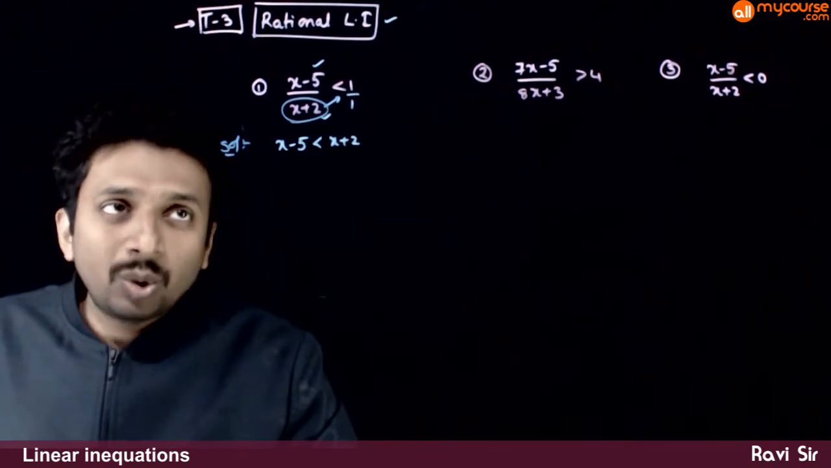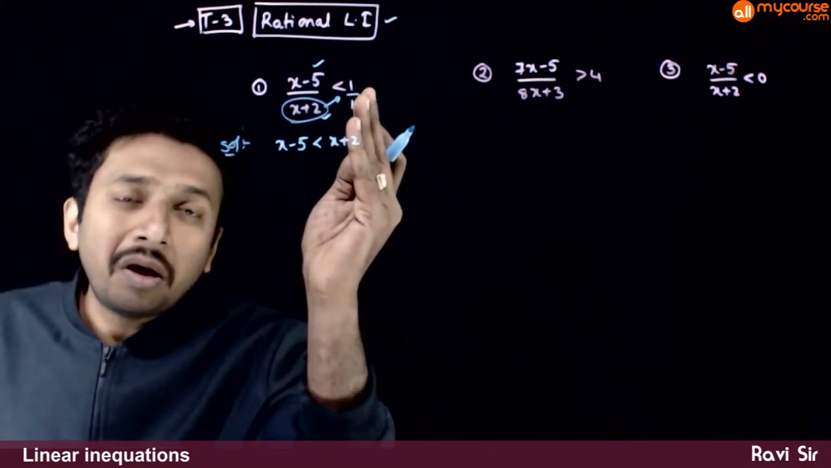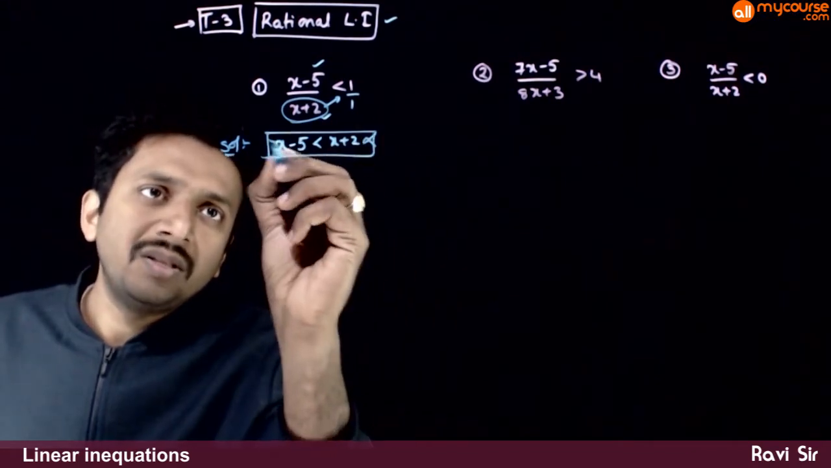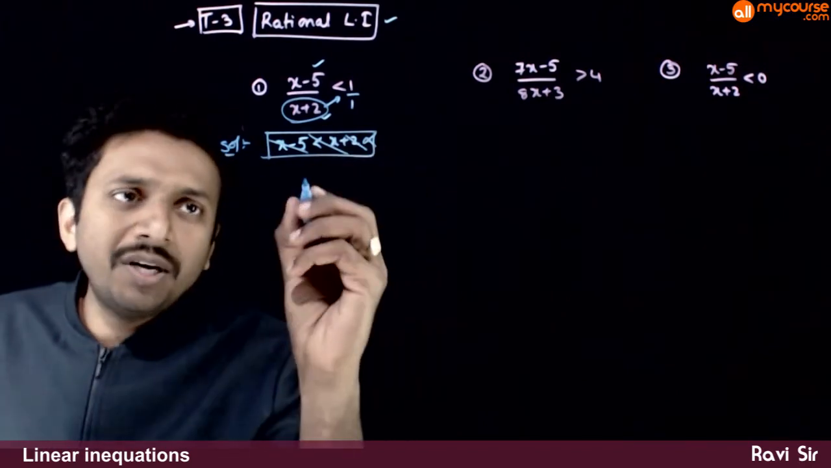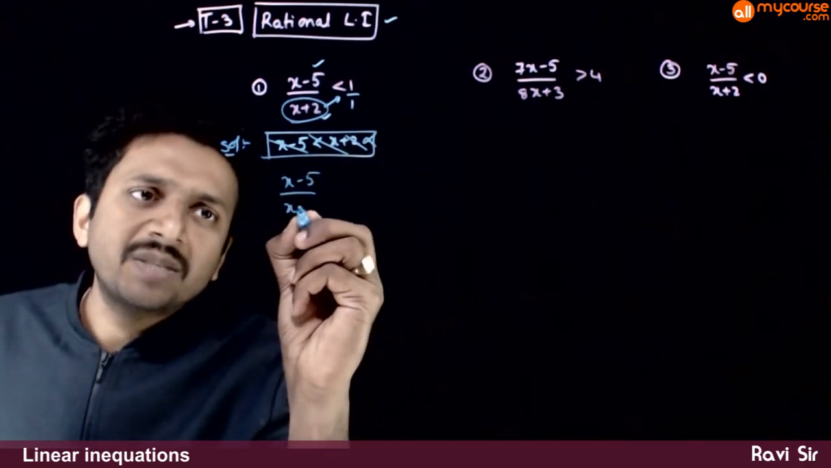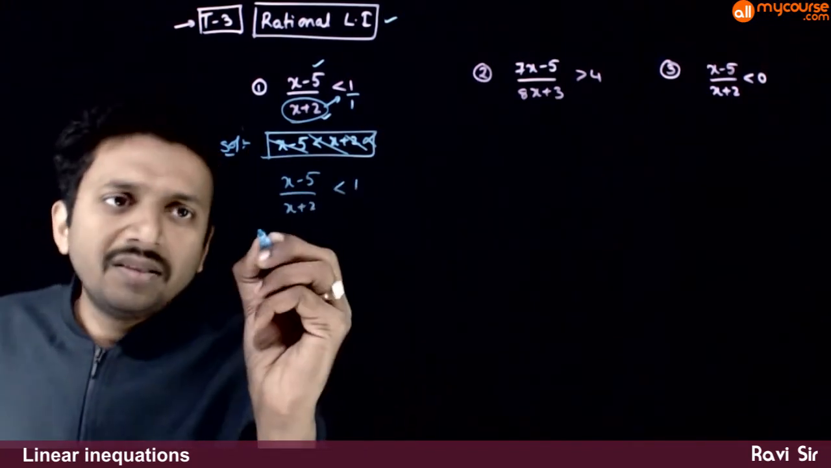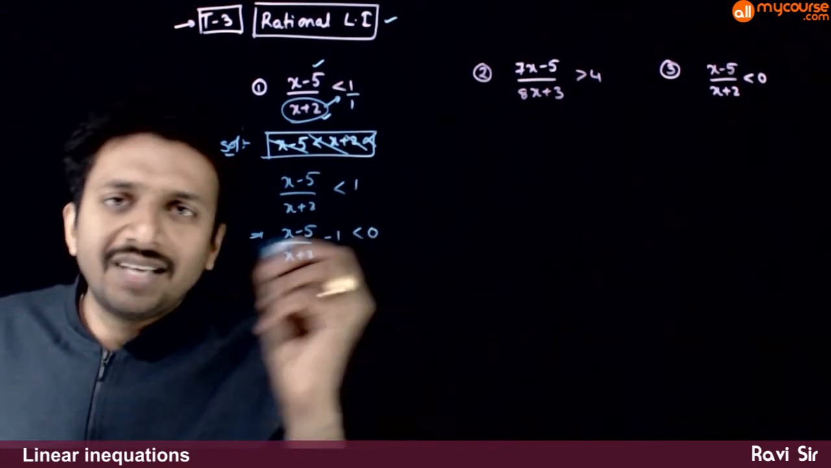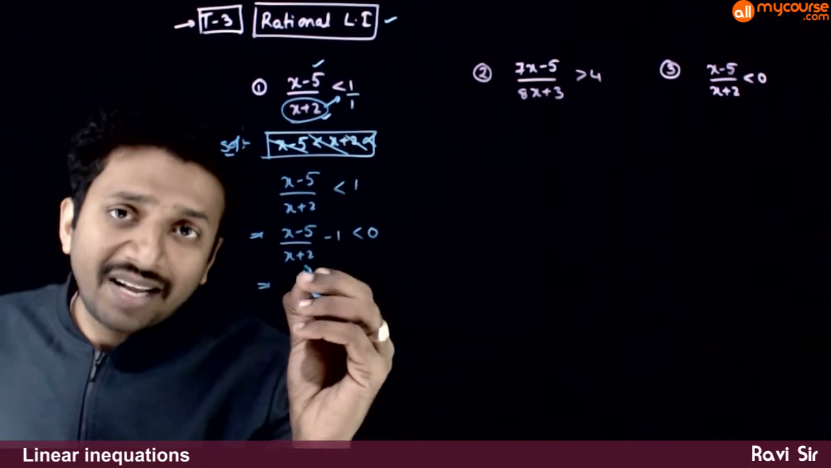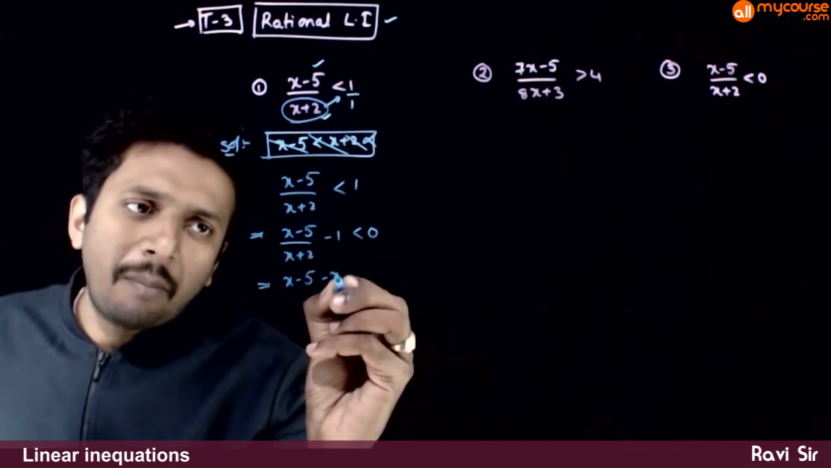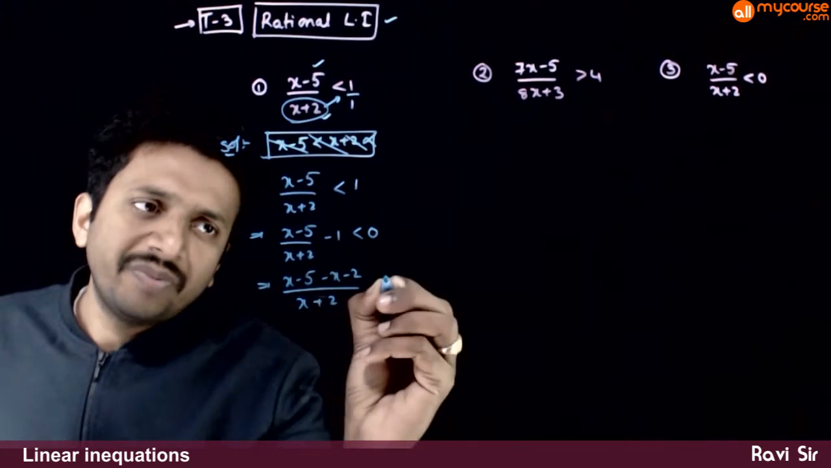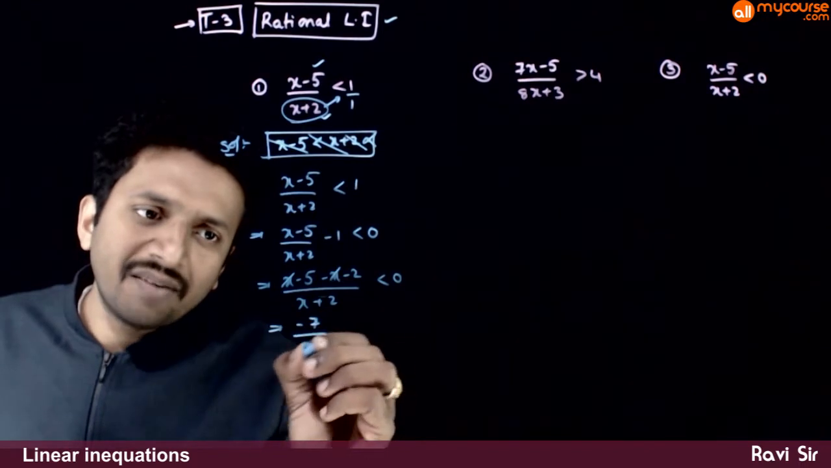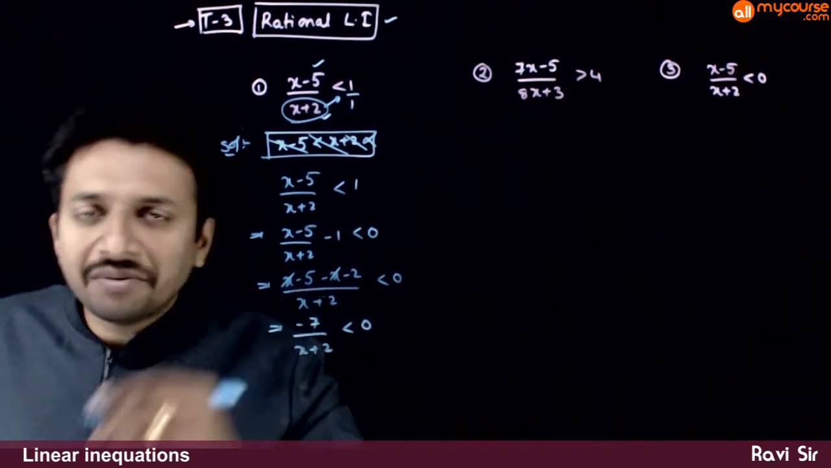So what do you do here? The standard way is you bring all the terms onto one side. That is, this should not be done. So what I do is, x minus 5 by x plus 2, if it is less than 1, this implies x minus 5 by x plus 2 minus 1 is less than 0. This implies I take the LCM: x minus 5 minus x minus 2 by x plus 2 is less than 0. x and x are getting cancelled. This implies minus 7 by x plus 2 is less than 0.